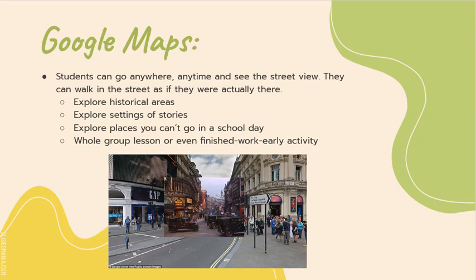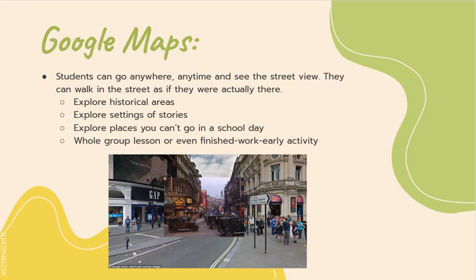The example here is of London, and you look like you're standing on the streets of London. It allows you to explore historical areas if there is somewhere that you're learning about in history that you want students to see, but obviously cannot take them. You can show them what countries and locations it's around, and then go straight into the street view and see what it actually looks like to be there.